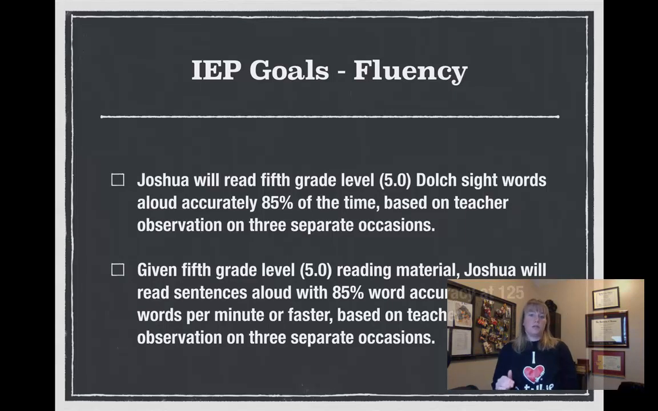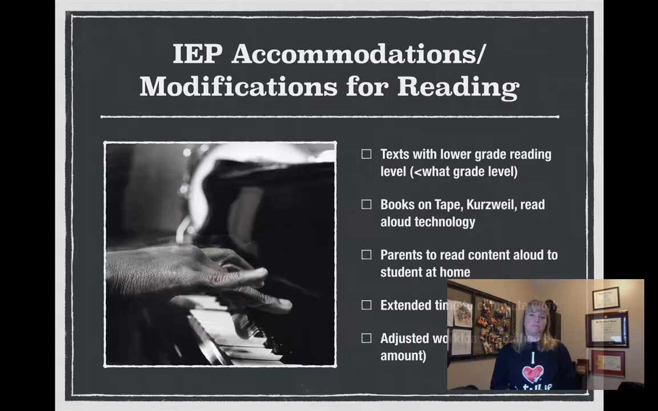On the next one, you can see this is also related to fluency. We're looking at 5th grade level reading material. Joshua will read sentences aloud with 85% word accuracy at 125 words per minute. So we're really targeting that fluency there. We're going to work on that because we have a goal for it. Okay, so I just think these are important things for you to consider. And you're going to work on IEP goals when you look at the case study as it relates to reading.